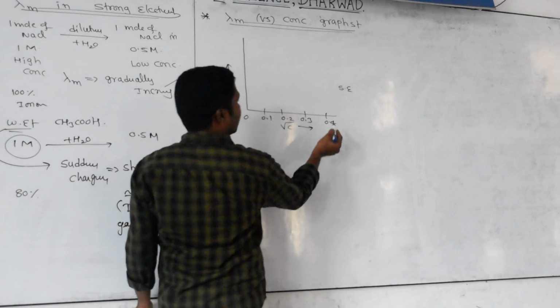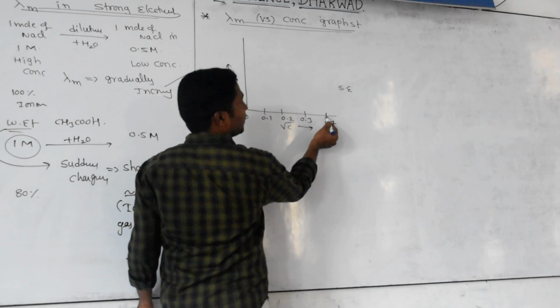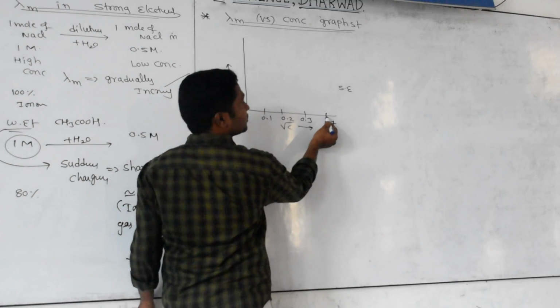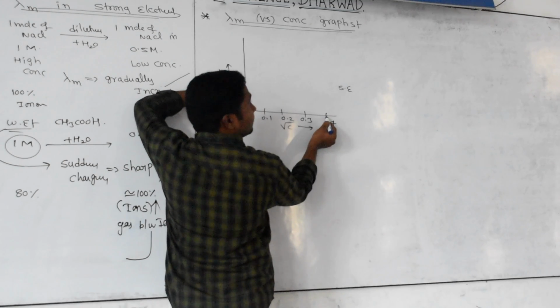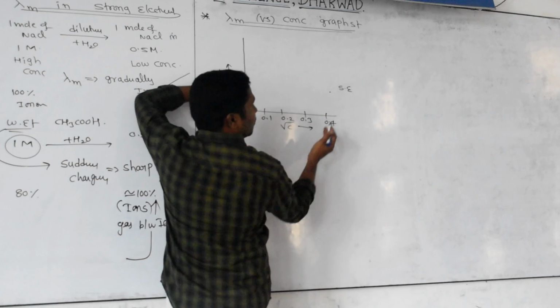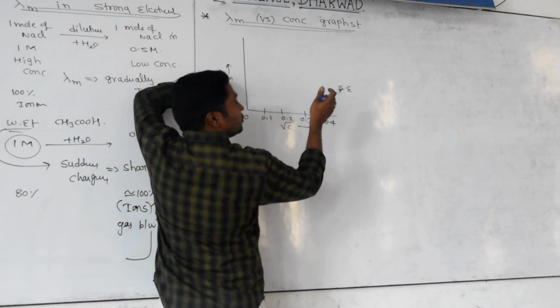Now initially we take 0.4. 0.4 means high concentration, and high concentration means molar conductivity will be less. It will be coming here. Still you are adding water to it, which means you are doing dilution.